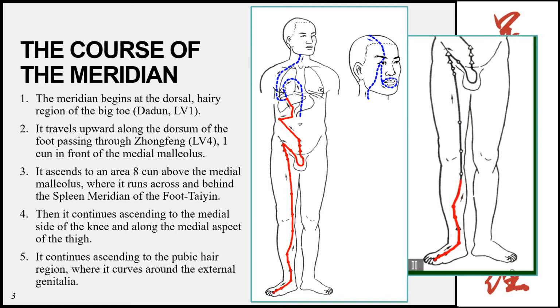Then it continues ascending to the medial aspect of the knee and along the medial aspect of the thigh. From the thigh, it continues ascending all the way up to the pubic hair region, where it curves around the external genitalia. So now we're over here on the image.